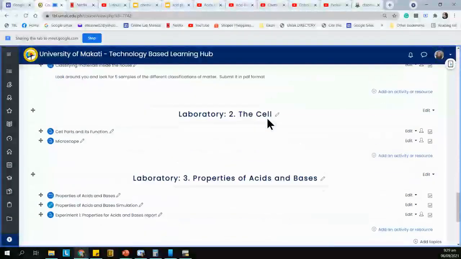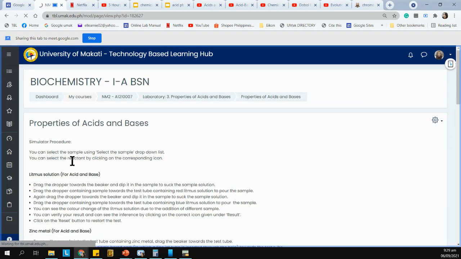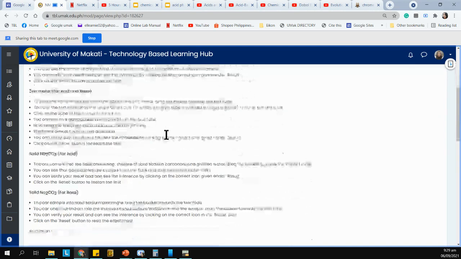Yan. Okay. Here, on your TBL Hub, you will notice there that I added a new laboratory activity, which is properties of acids and bases. Now, I have here 3 components. So, yung una po is a page wherein you're going to find your procedure for the activity. So, this is more on simulations, guys. Kasi nga, sabi ko nga sa inyo, dapat gagamit tayo ng red cabbage or red repolyo. Kaya lang wala akong makitang red repolyo. At ang mahal-mahal ng repolyo ngayon. 80 isang piraso, napakaliit pa.